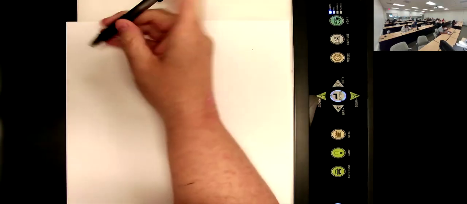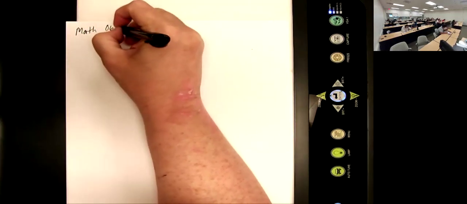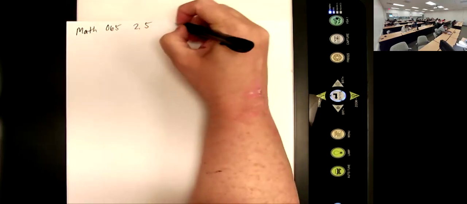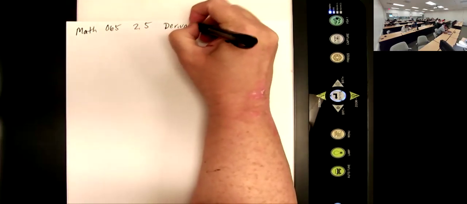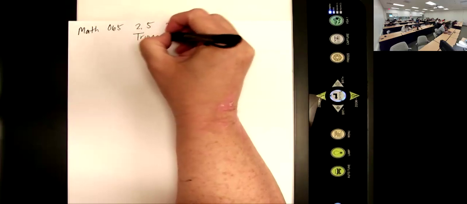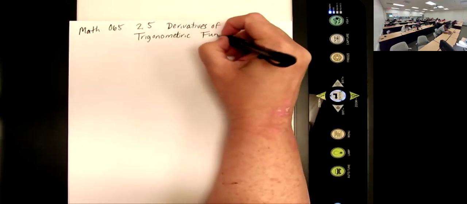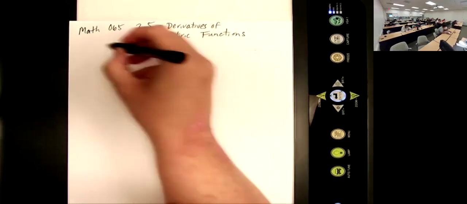So. The part that you're gonna think is terrible to start with, which ends up turning out to be not too bad once you actually do it, is derivatives of trig functions. So this is 2.5 and we're doing derivatives of trigonometric functions. That's a mouthful to say and spell.